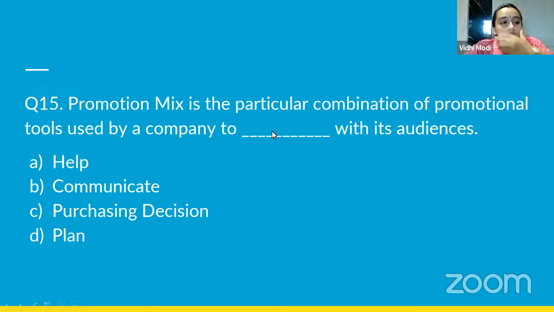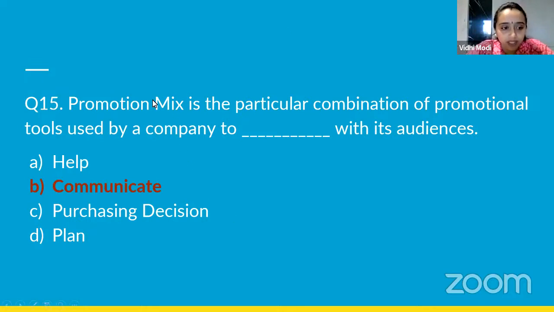Moving ahead, promotion mix is the particular combination of promotional tools used by a company to. So when you talk about promotion mix, what are we talking about? We're talking about advertising majorly, personal selling, sales promotion, all the discounts that come in, all the sale that comes in, right? What does it do? It helps the audience communicate about the particular product, right? Therefore, here the answer would be communicate.